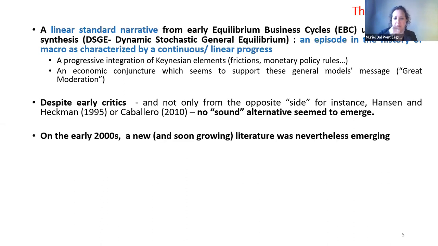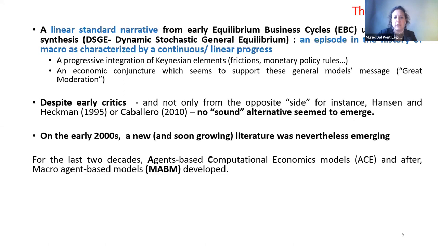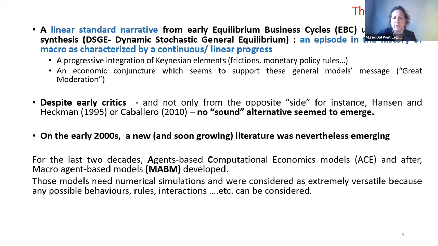And then from the early 2000s, a literature which was slowly growing emerged, agent-based computational economics models, and then the second generation of papers, which we will refer to as macro agent-based models. We do not explain them in detail because Domenico did it. It's why we reversed the way we organized the session, and we start first.